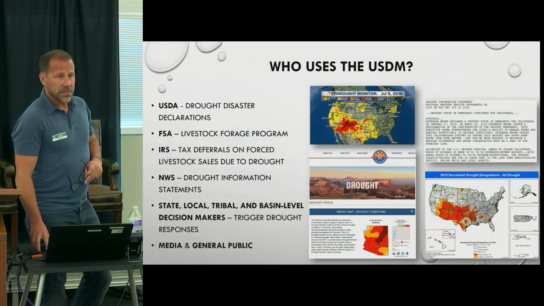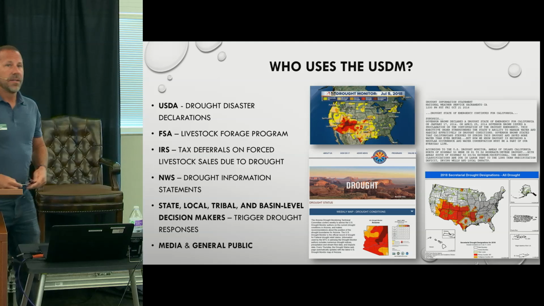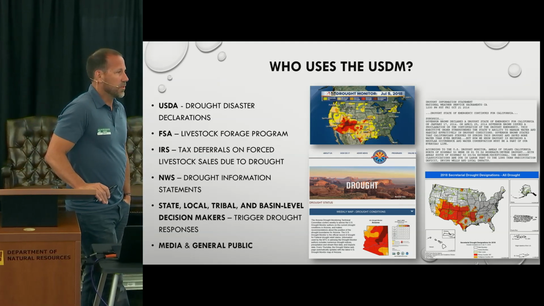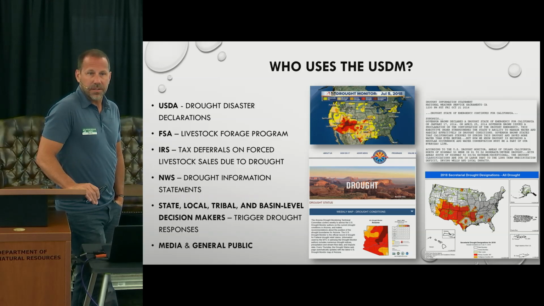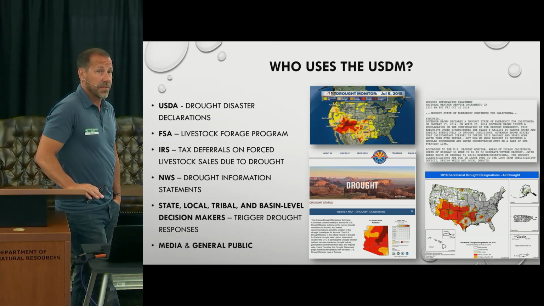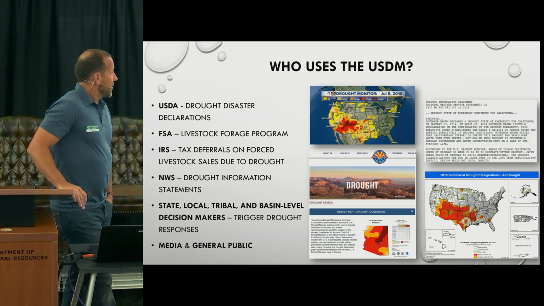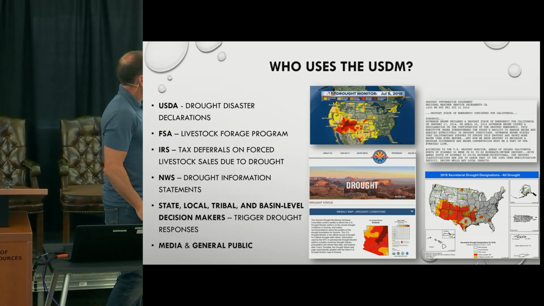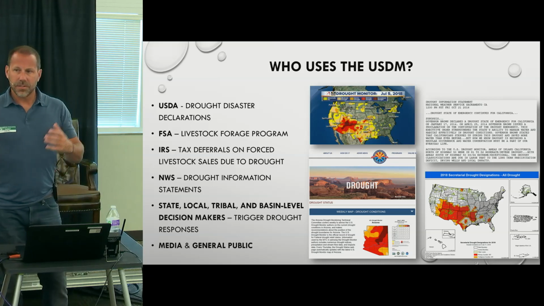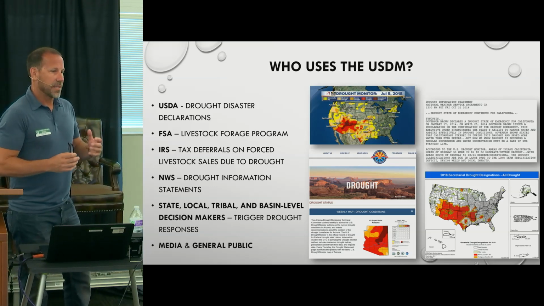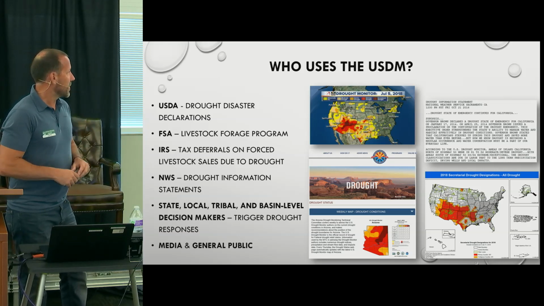So who uses the USDM? The Drought Monitor is used for drought declarations. The big one is by FSA for the Livestock Forage Program. And basically, we're not influenced by that at the USDM. We're not changing the map, and that's not part of our analysis.